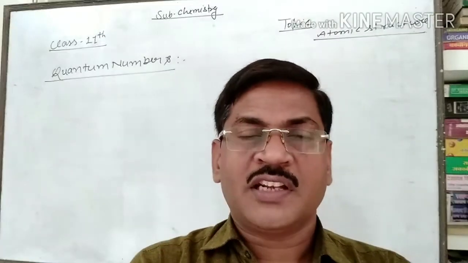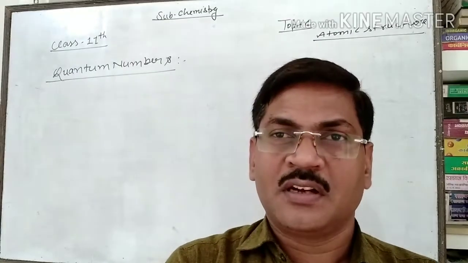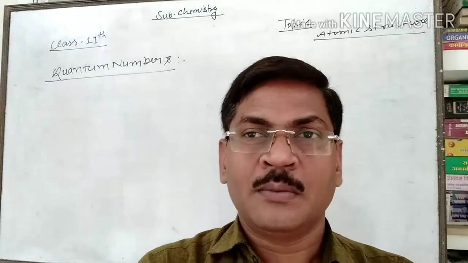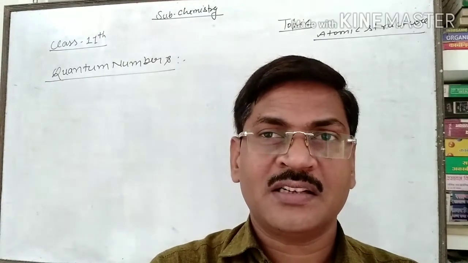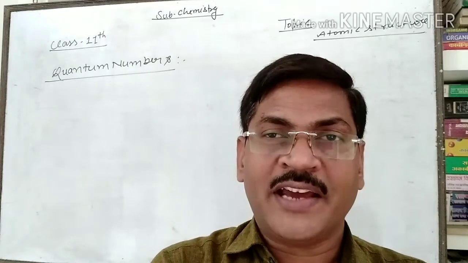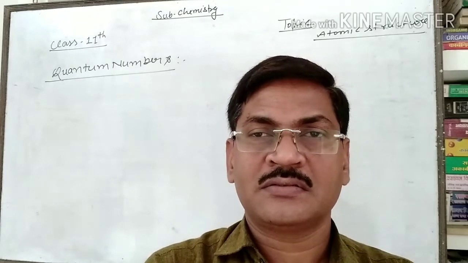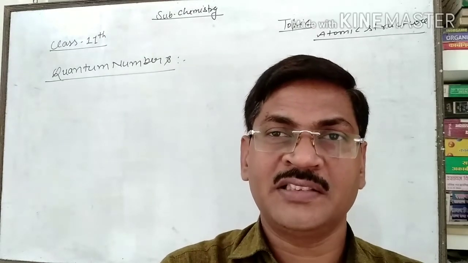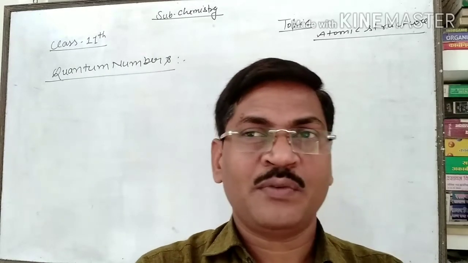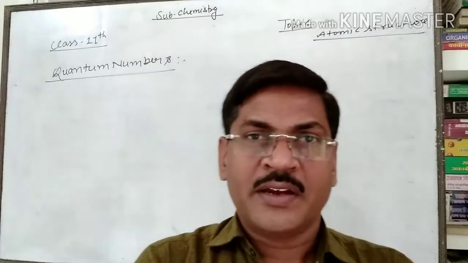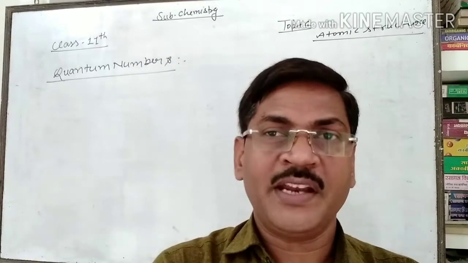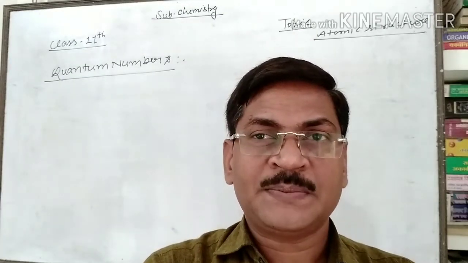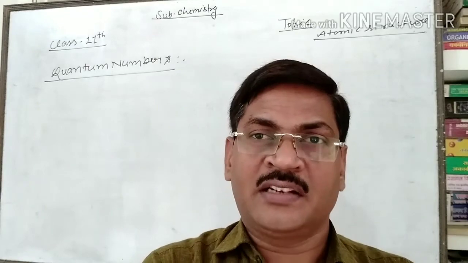So first of all, the question arises: what are the quantum numbers? All of you know, if an atom is taken, then what is the position of an electron and what is its energy? It is very difficult to find out, but with the help of these numbers, it becomes very easy. So, definition, listen first of all. These numbers give or provide complete information about the energy, position and spin of an electron in an atom.